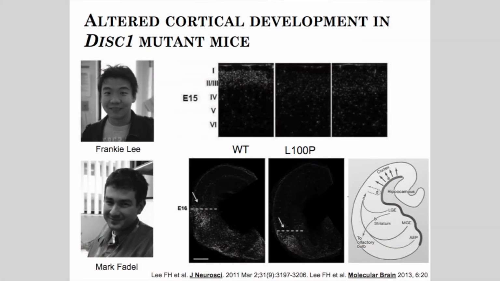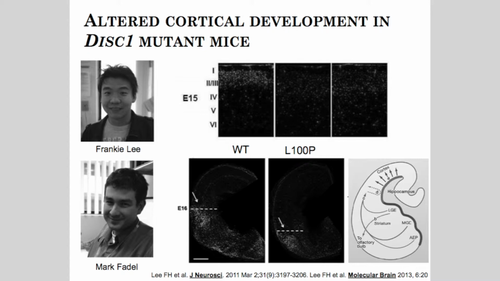So what we thought is that it's possible that mutations in this DISC1 gene, because it's related to many kinds of mental illness, and because we know that schizophrenia has changes in the structure of the cortex, perhaps mutations in the DISC1 gene might also affect both the structure of the cortex and its development. So these are 2 students in the lab, Frankie and Mark, who did an experiment with a mutant mouse that has a mutation in the DISC1 gene.